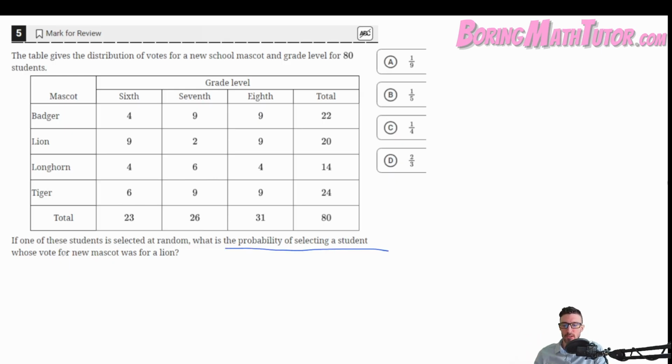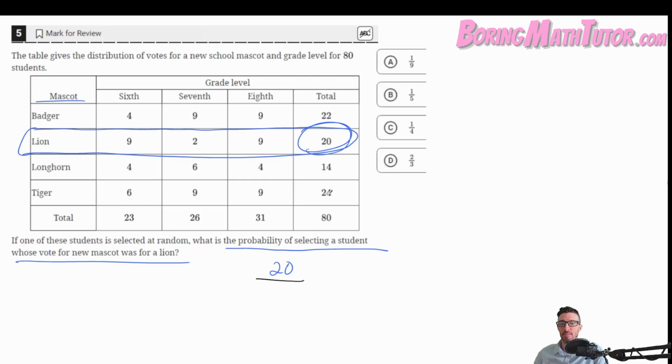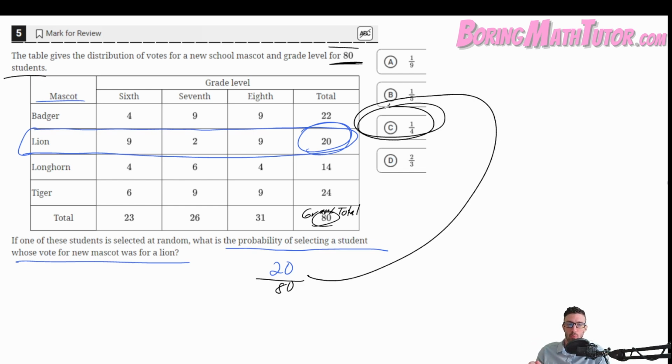So we're just going to look at the actual question. They say, what's the probability of selecting a student whose vote for a new mascot was for a lion? I'm seeing mascot, lion. I'm looking at this row. And I'm looking at the end, the total. That's very common that they ask you probability problems where you're going to take that total number and you're going to divide it out of the grand total, which will often be hiding in this little corner right here, 20 out of the 80 students. For confirmation, you can read this. It said this is for 80 students. 20 out of 80 is 1/4. We are done. We are moving on.